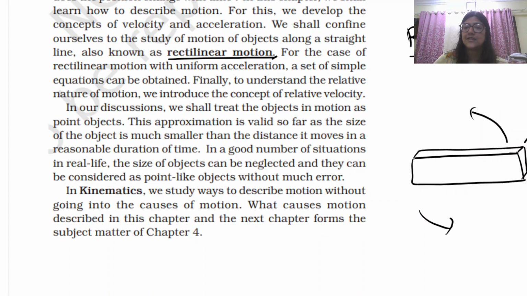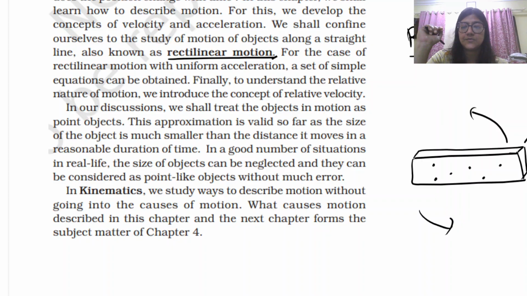Like, there are many points in this object and the points can move relative to each other. So that can get confusing. So what we do in physics is we try to make things as simple as possible. And for that, we assume a lot of things.